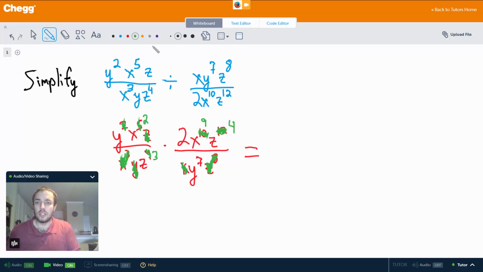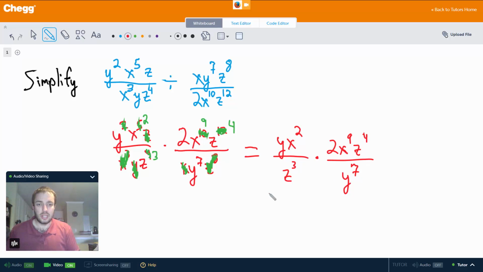Okay, so let's go ahead and write what we have. So here we have a y and an x squared on top. And then on the bottom, we just had a z cubed, right? Z cubed. And then we're multiplying that by 2. We still have this 2 kind of hanging out here, not really doing much. And then x to the 9th, z to the 4th, all divided by y to the 7th. All right, now we can start mixing this guy with this guy over here.